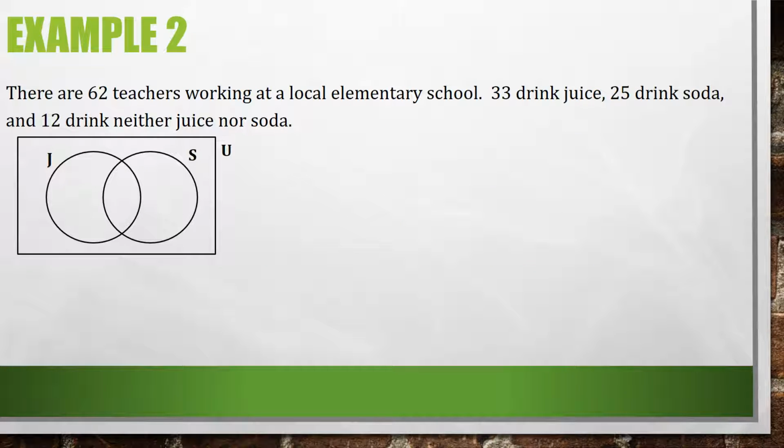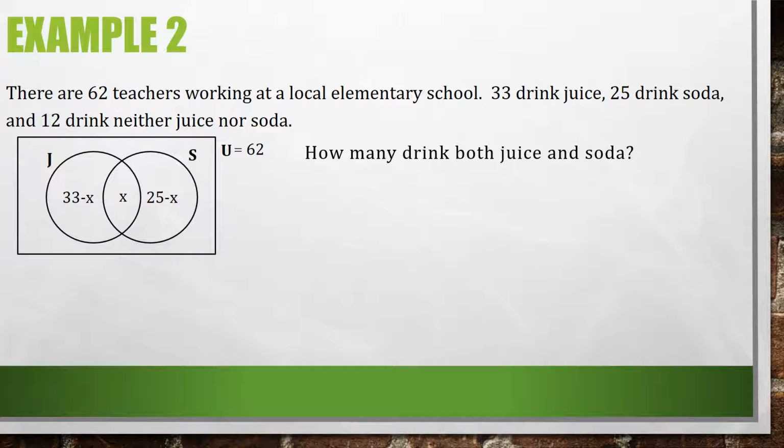Example 2. There are 62 teachers working at a local elementary school. 33 drink juice, 25 drink soda, and 12 drink neither juice nor soda. So we need to figure out how many drink both juice and soda. Well, we need to recognize that the sample space is 62 teachers. And what they did not tell us is how many teachers like both juice and soda.